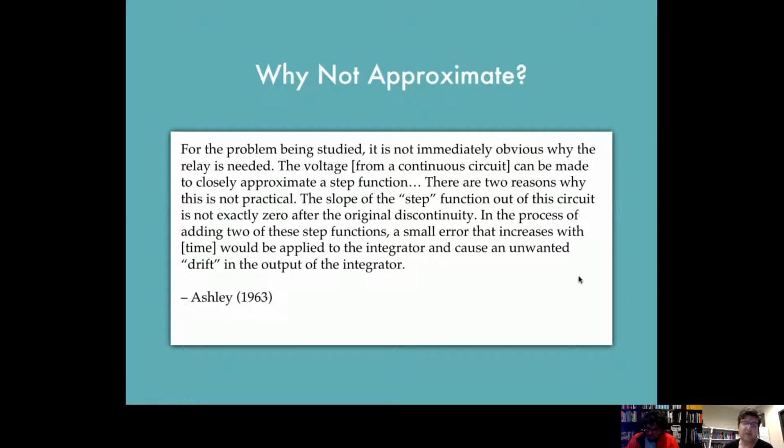But the problem is, as this other analog textbook states, for the problem being studied, like I said, it's not immediately obvious why the relay or the actual switch that I showed you is needed. The voltage from a continuous circuit can be made to closely approximate a step function. But there are two reasons why this is not practical. The slope of that step function out of the circuit is not exactly zero after the original discontinuity. So in the process of adding two of these step functions, for example, a small error that increases with time would be applied to, say, an integrator or something else downstream in the computer and cause an unwanted drift in the output of the integrator.